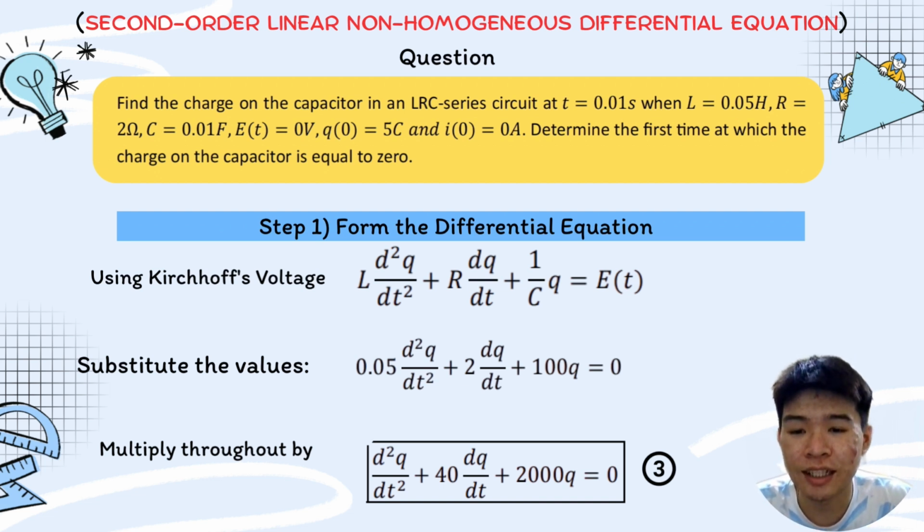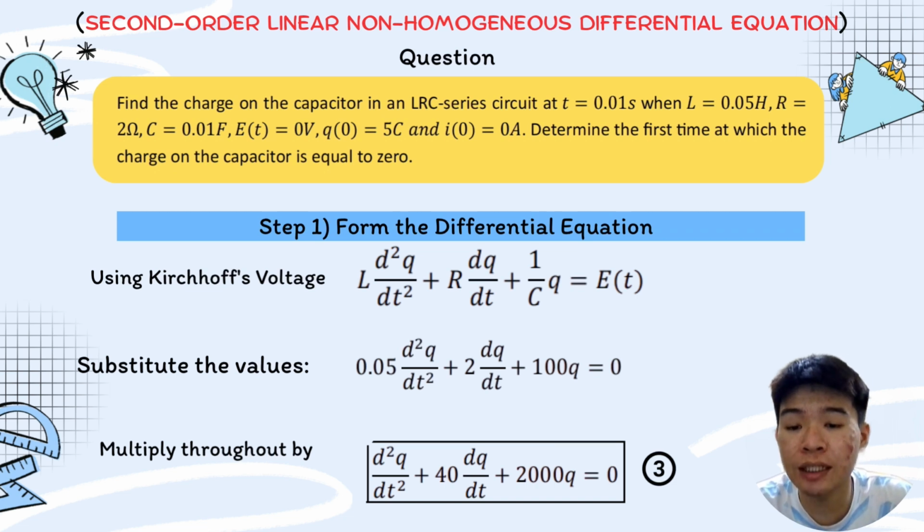So the question is to find the charge on the capacitor in an LRC series circuit at time equal to 0.01 second, given some conditions. Then we need to determine the first time in which the charge on the capacitor is equal to 0. Okay, so step 1 is to form the differential equation.